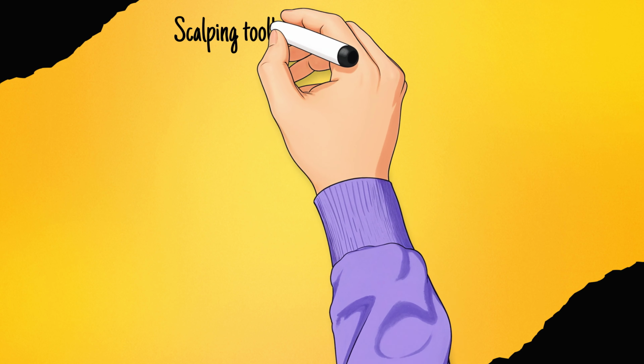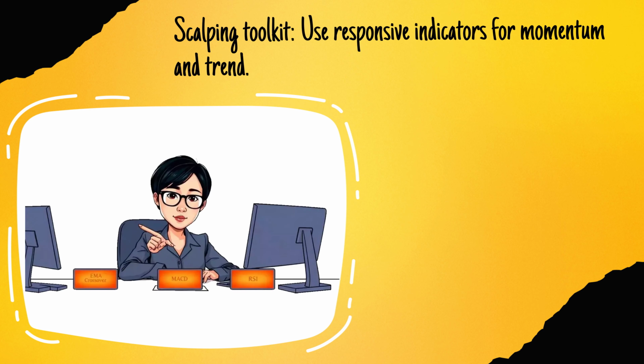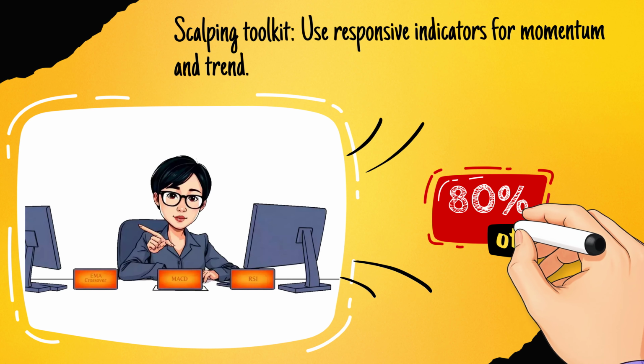The Scalping Toolkit: 3 key indicators. On these low time frames, we need fast, responsive indicators to confirm momentum and trend direction.